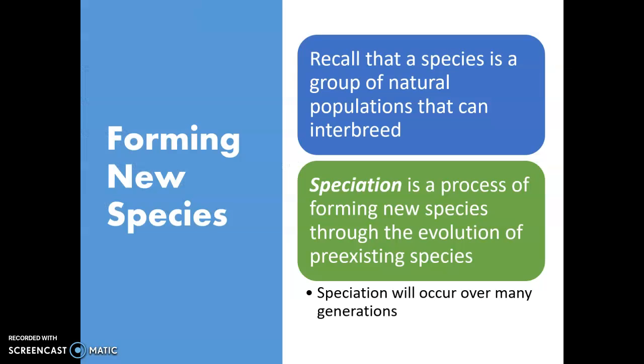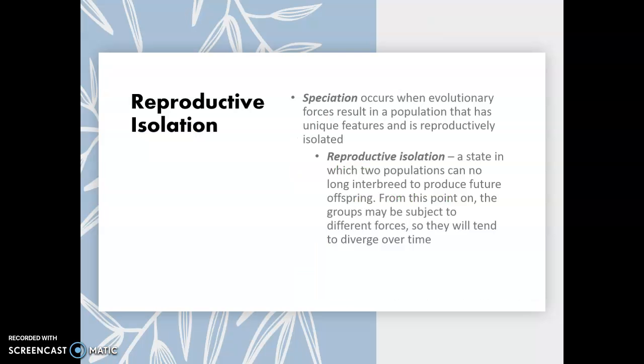All right, in terms of forming new species, you're going to recall that a species is a group of natural populations that can interbreed, meaning that they can have offspring with each other. Speciation is the process of forming new species through the evolution of the species that are already there. So those are the pre-existing species. Obviously, like almost everything else, speciation is going to occur over many generations.